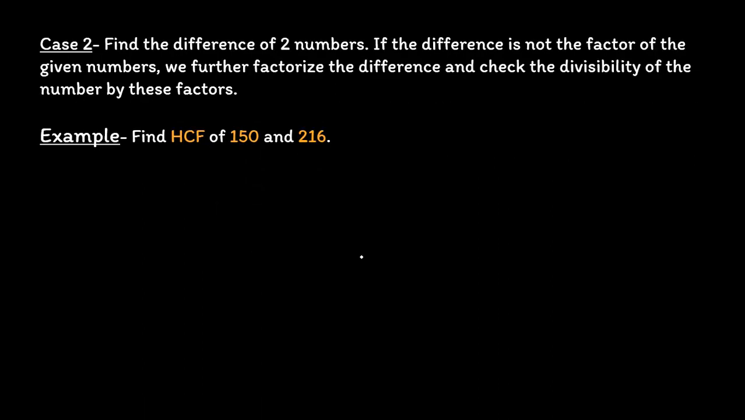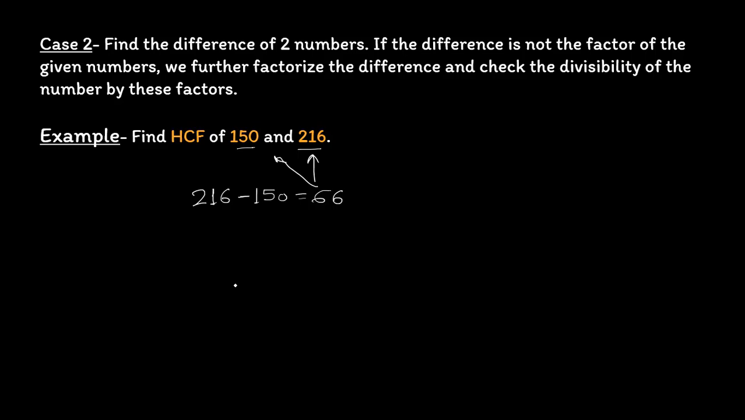Now let's take one more example. The numbers are 150 and 216. 150 doesn't divide 216. Let's find the difference. 216 minus 150 gives you 66. Next step: does 66 divide both 150 and 216? No, it does not. So we need to add one more step here.